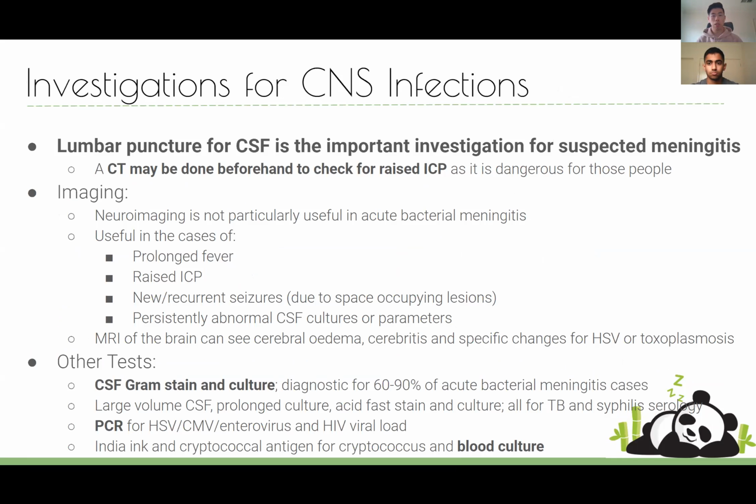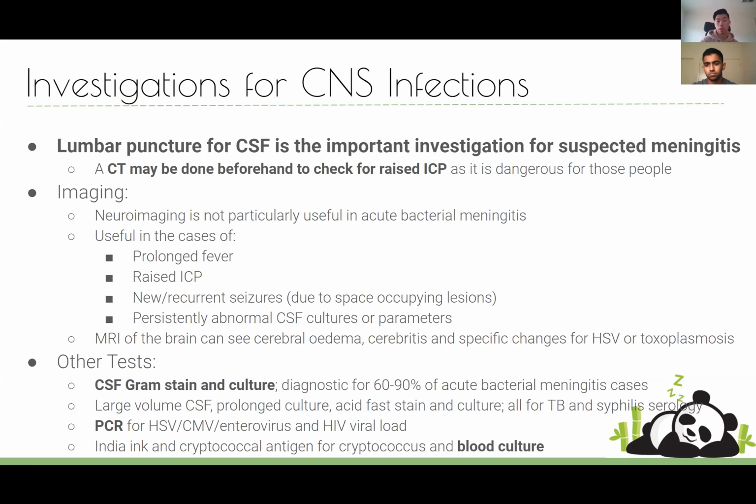So importantly, one of the most important investigations for CNS infections is a lumbar puncture. It's important because we want to see what's growing or what's happening inside the CSF. For some people, a CT will be done beforehand to ensure that there's no raised intracranial pressure. We care because if there is, there's a potential risk, or a theoretical risk, of coning, whereby the brain herniates through the foramen magnum.